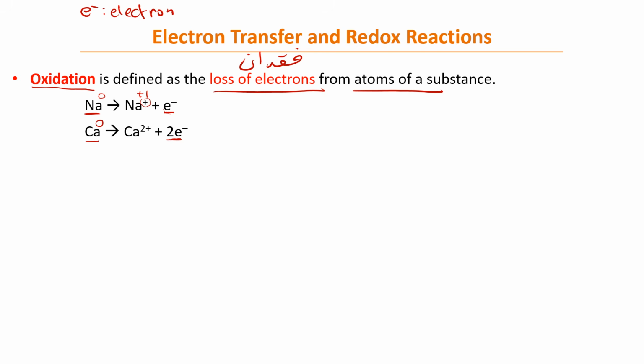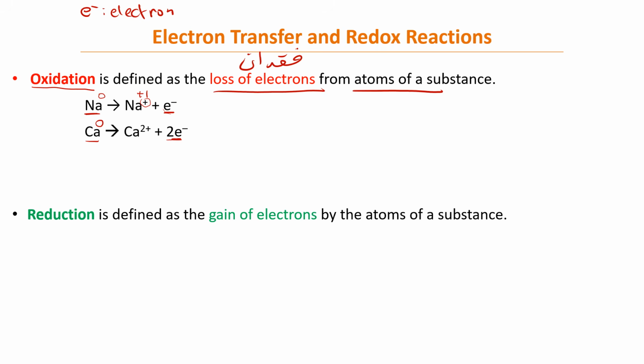Okay, now as you can deduce, reduction is the opposite. Reduction means the gain of electrons. Okay, it means gaining of electrons by an atom. An example for that is Cl2.